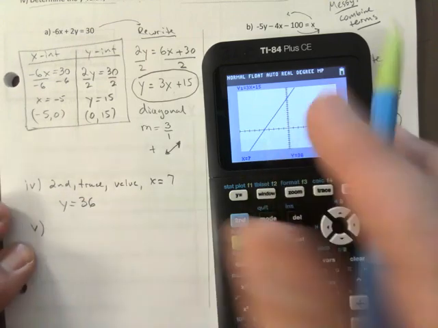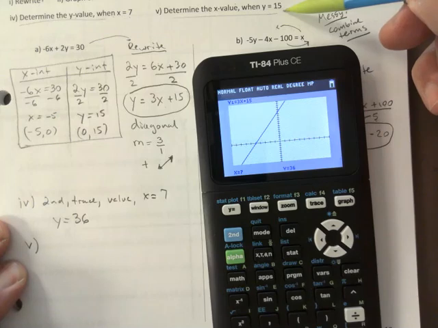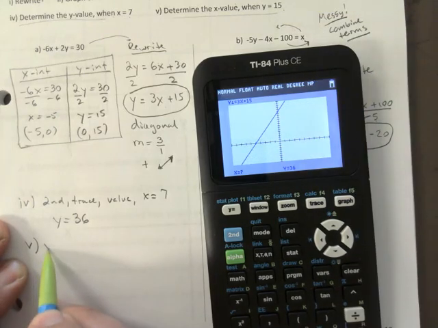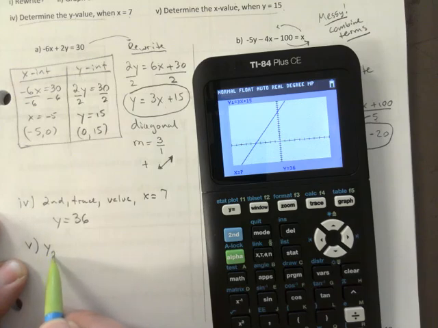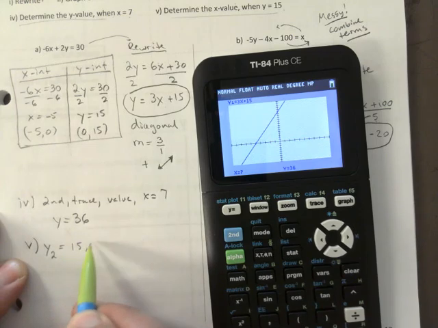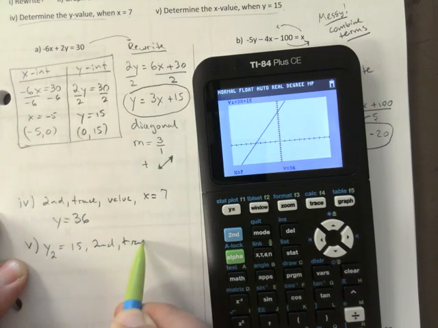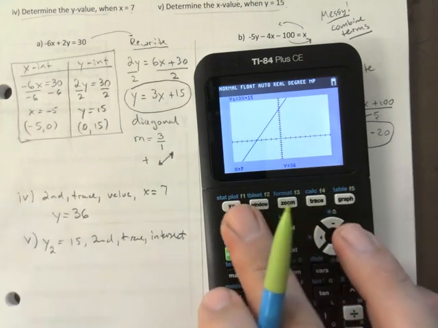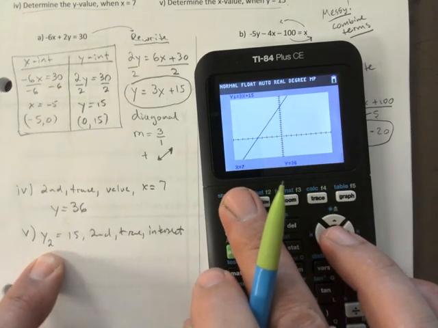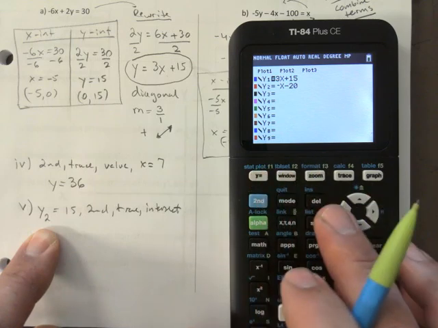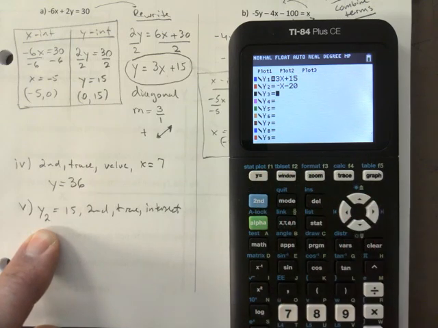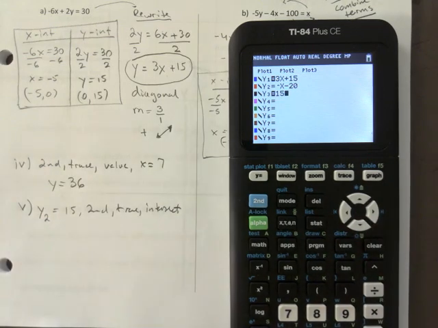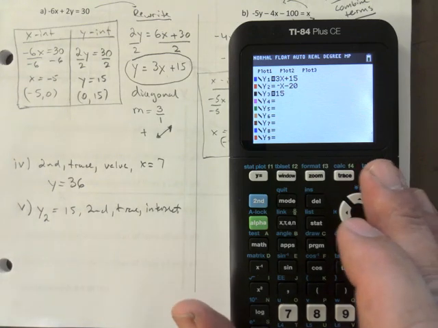The fifth option is determine the x value when y is equal to 15. What do we do there? y2 is taken, but we're going to say y2 is equal to 15 and go second trace intersect. What are we going to use? Are we going to use y2 in this case or not? I'm going to go to y3. I'm going to cheat here. Sorry, y3, and make that equal to 15.